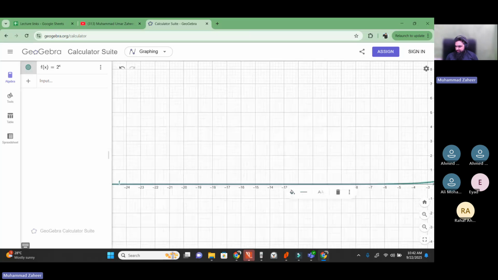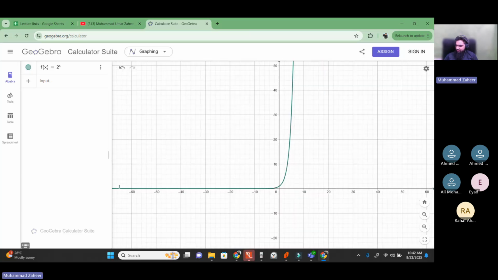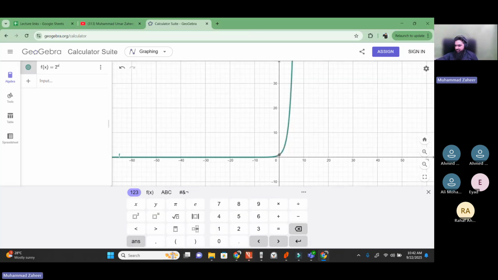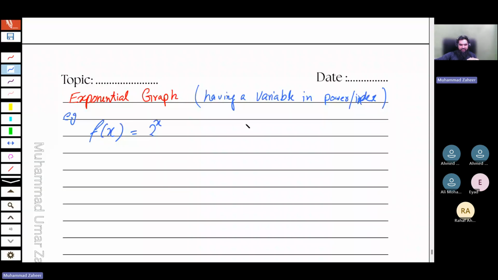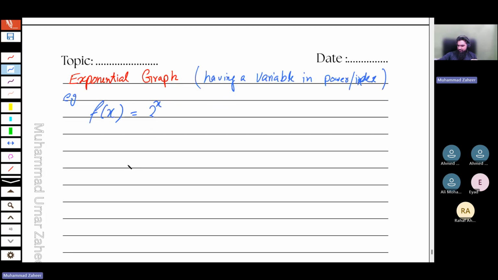Yes, everyone, it's clear. You can take any variable. It's not necessary that you have to take 2 raised to power x. You can take any number raised to power x. Let's say you take 100 raised to power x. The shape of the graph is still going to be the same. Any question?